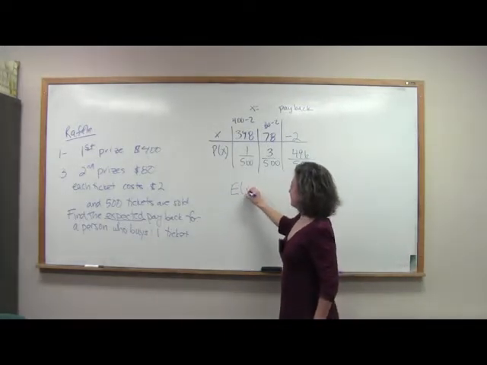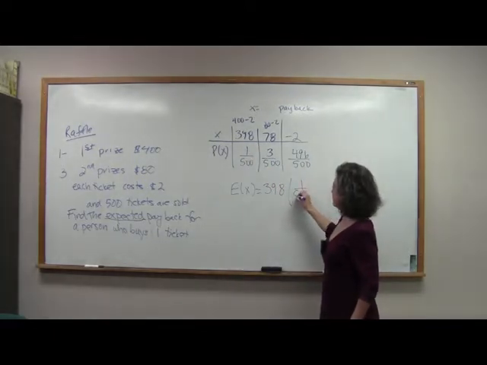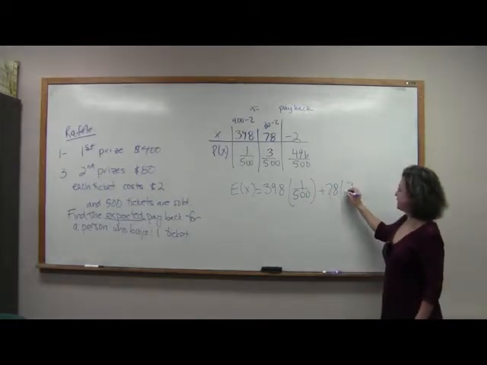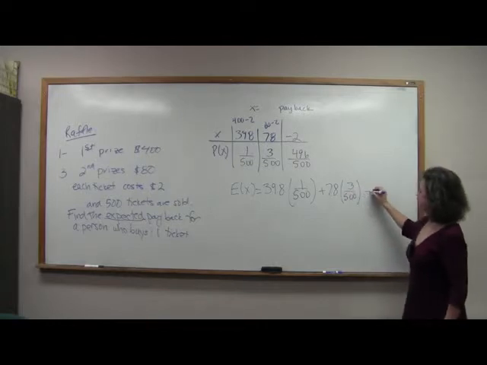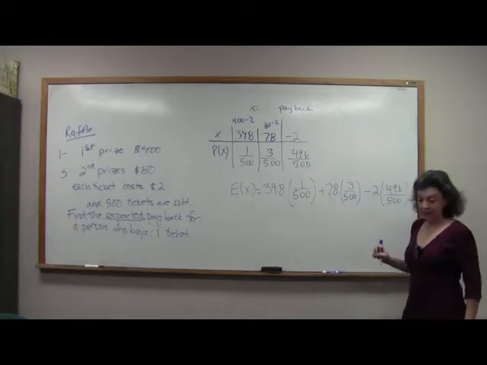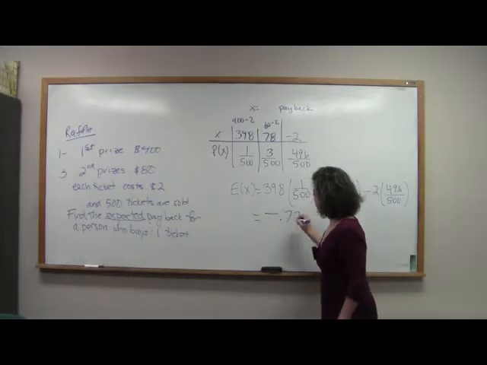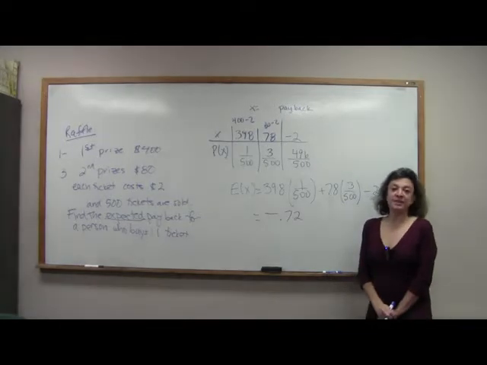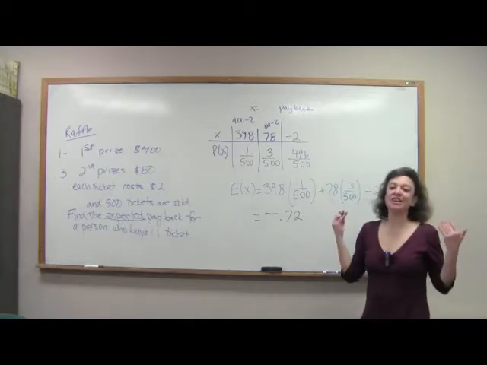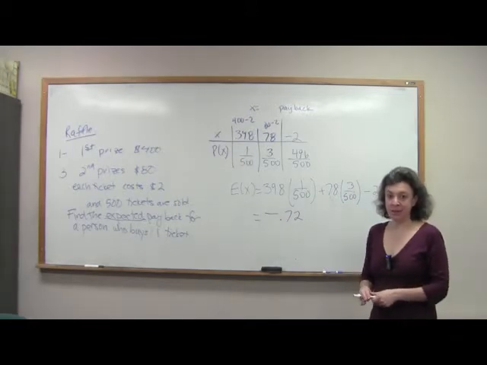So, to compute our expected value here, you take your first x value times its corresponding probability plus your next, so 78 times 3 over 500 minus 2 times 496 over 500. And if you compute this and round this to the nearest cent, you'll see that on average, there's a loss of 72 cents. And just like I stated, no, nobody actually loses 72 cents exactly here, but this is taking into account everybody.